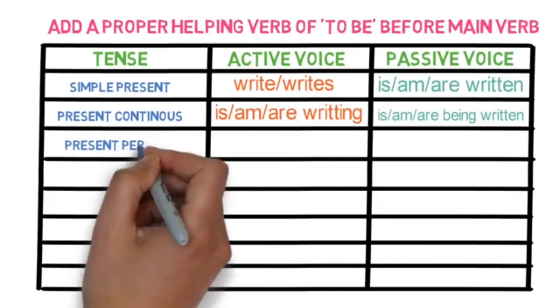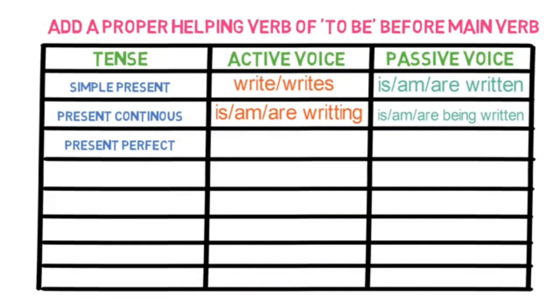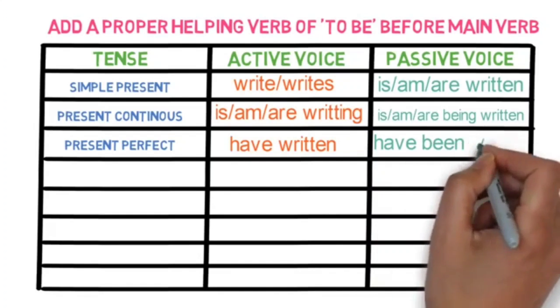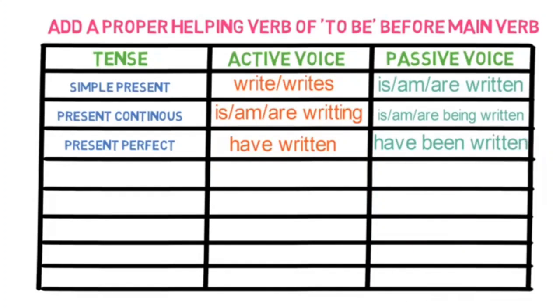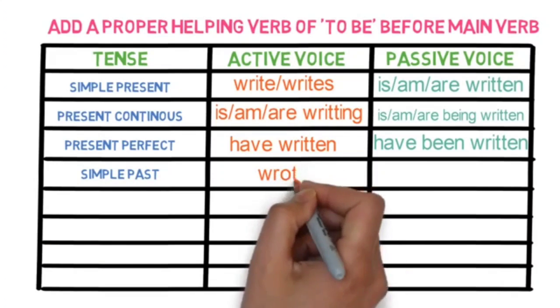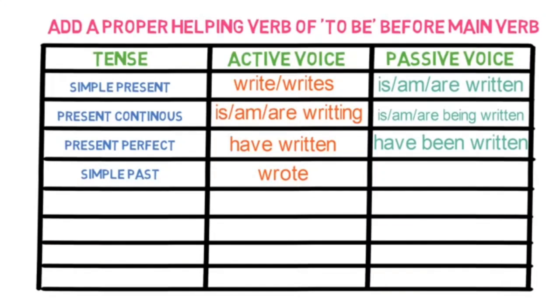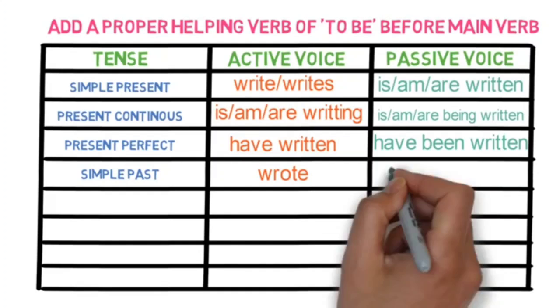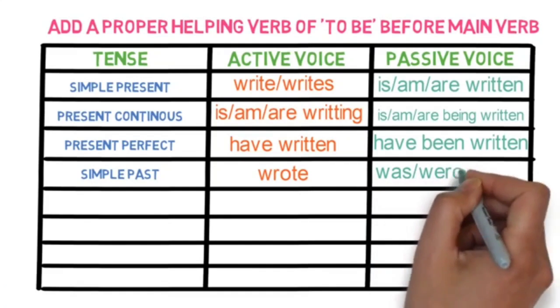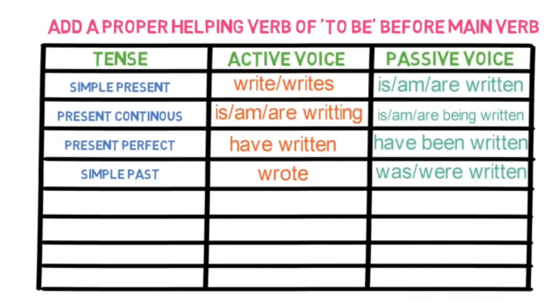In present perfect tense, in active voice, we use have written. While in passive voice, we are adding the helping verb been after have, and written. The next tense is simple past. In simple past, in active voice, we use wrote, that is the verb's second form, the past form of the verb. In passive voice, we use was or were plus the verb's third form, written.